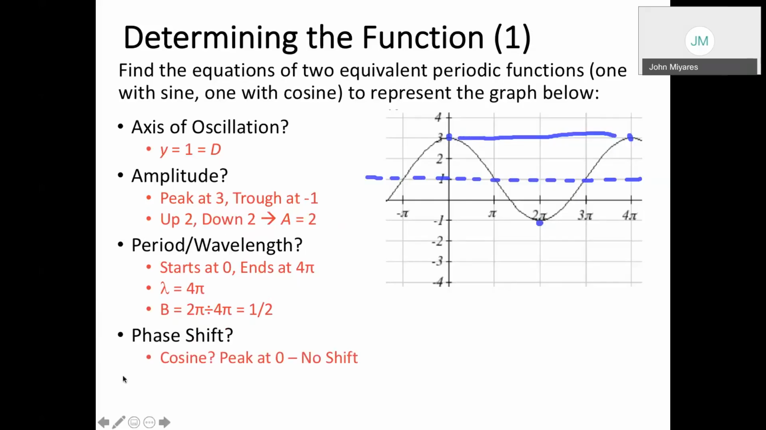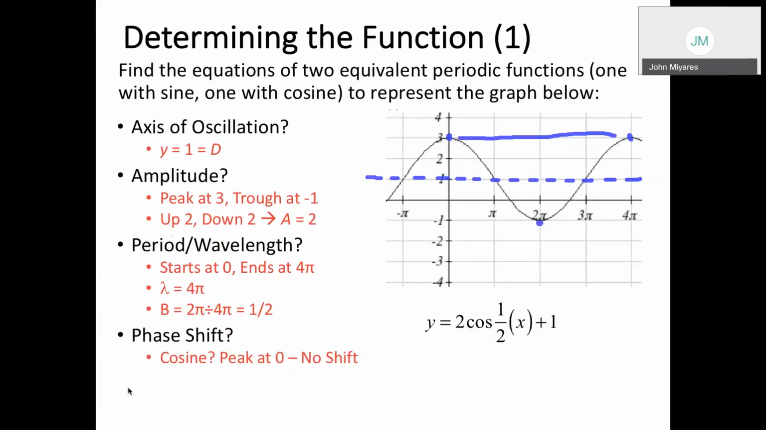So I could now take my pieces here with the D equals 1, the A equals 2, the B equals a half, and no phase shift. The equation of my graph could be described as y equals 2 times cosine of 1/2 x plus 1.